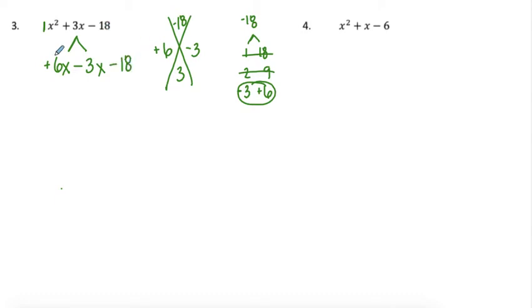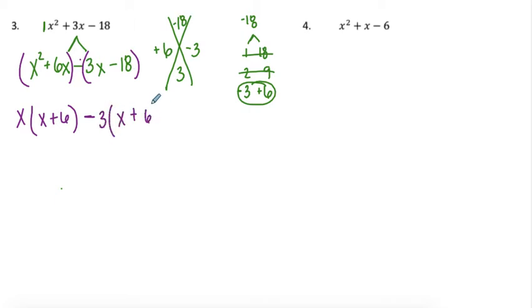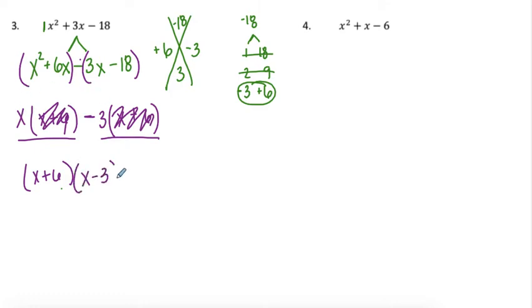Bringing down my minus 18 and my x squared. Now I have 4 terms that I'm ready to group. X squared and 6x have x in common. I have a minus coming down, which changes this to plus here. 3x and minus 18 have a 3 in common. X plus 6 being my matching binomial there. X plus 6 taken out of the first and the second, leaving me with x minus 3. This would be my completely factored binomial times binomial to get me back to my trinomial.